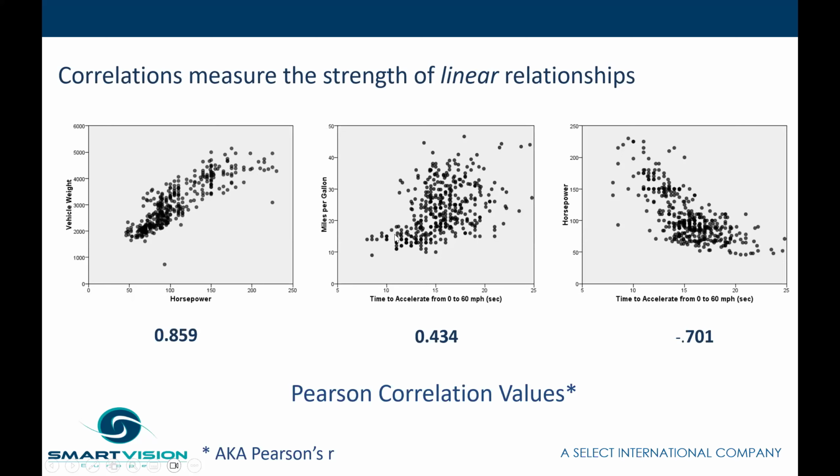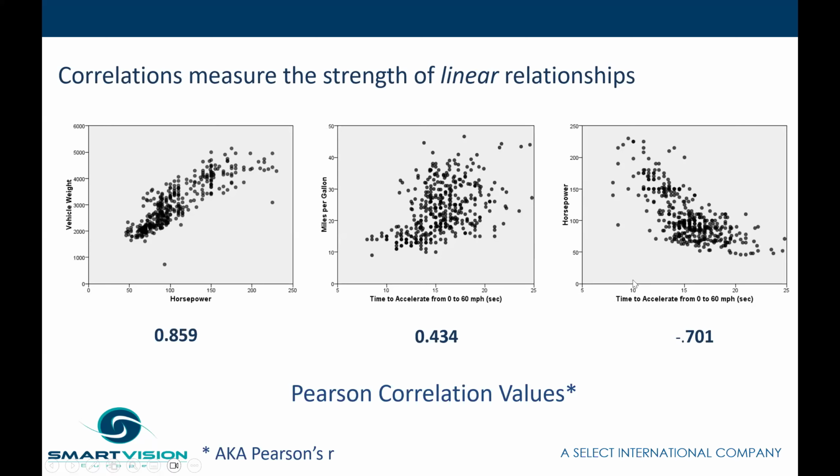This is a looser one. This is more like a cloud of bees, but it's still kind of going upwards. This is a weaker correlation. It's 0.434. And here is a strong correlation, but it's negative in nature, minus 0.701. Okay, so these correlation values have direction to them. They tell you the direction. It says here, the time to accelerate from 0 to 60 increases the less horsepower you have.